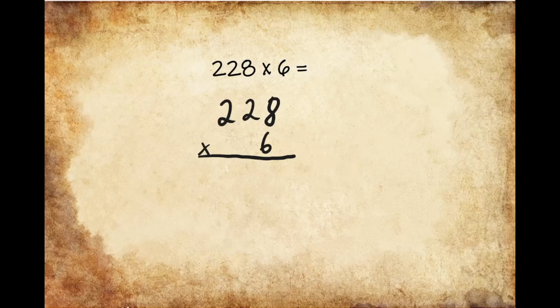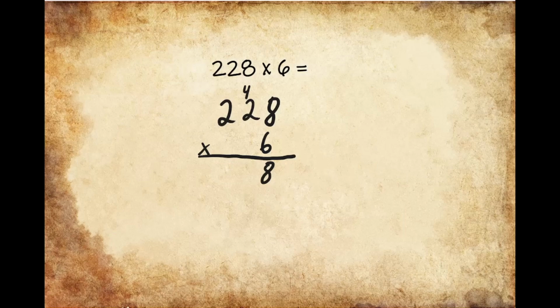The first thing that I'm going to do is multiply the numbers in the ones place. So 6 times 8 is 48. So I'm going to write an 8 underneath the 6 because that's in the ones place. But I need to do something with the remaining 40. So I'm going to carry this over into the tens place by writing a 4 above the 2 here. So I know that I still have another 40 left to account for.